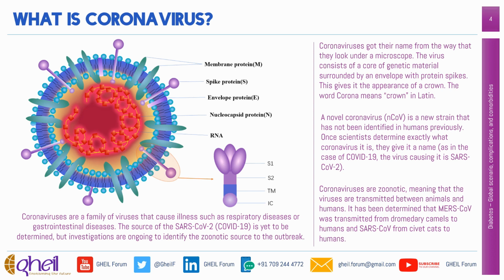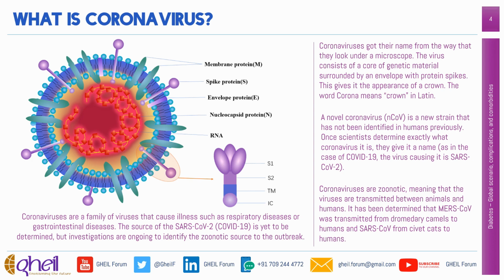Coronaviruses got their name from the way that they look under a microscope. The virus consists of a core of genetic material surrounded by an envelope with protein spikes. This gives it the appearance of a crown. The word corona means crown in Latin.